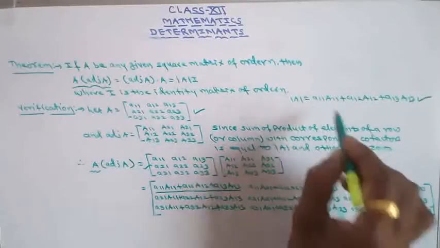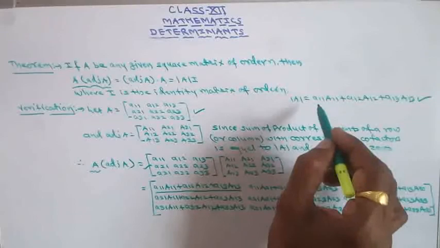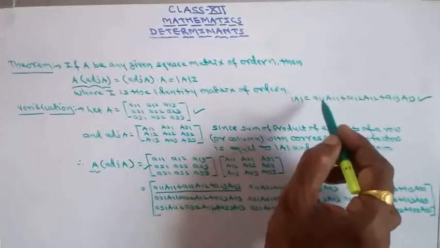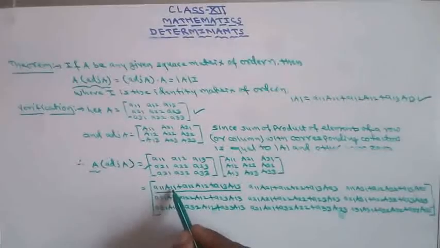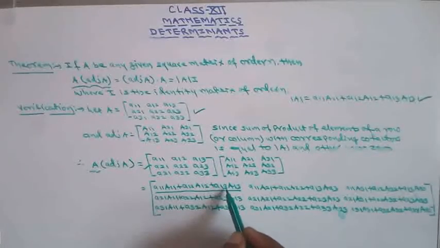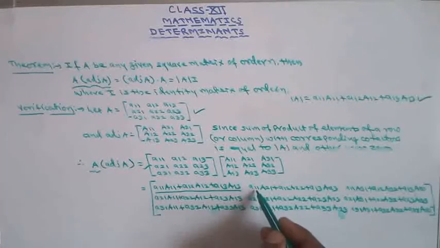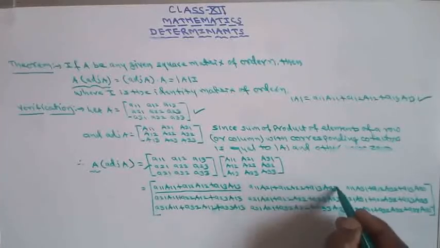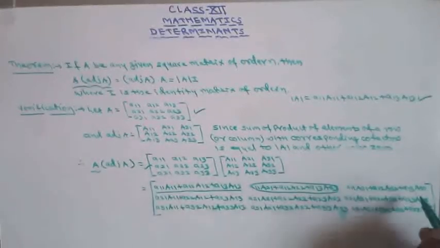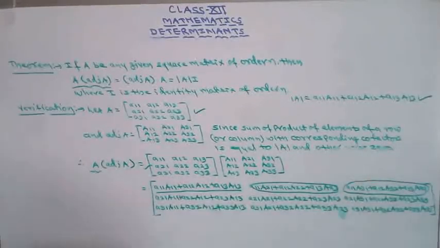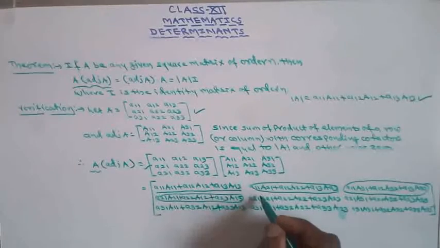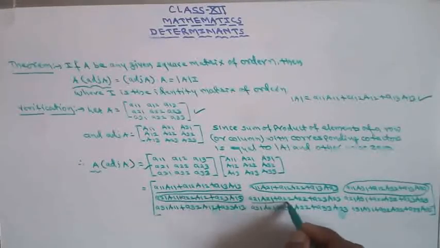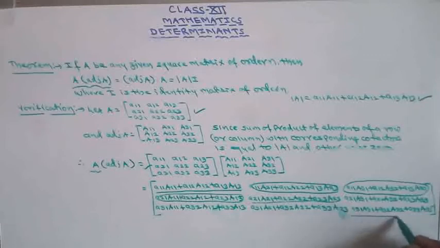So students, this is the value of the determinant: the product of the elements of the same row along with their corresponding cofactors, a11 into capital A11, a12 into capital A12, a13 into capital A13. Whereas here this is a11 with capital A21, so this becomes 0. This becomes 0, this becomes 0, and this also becomes 0. This is the value of the determinant, and this is the value of the determinant.